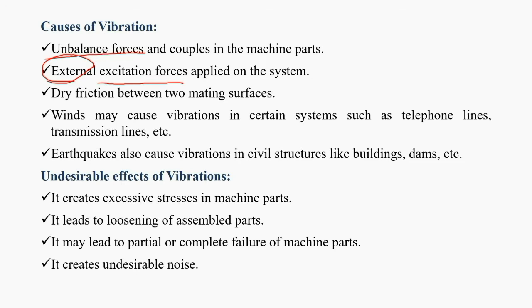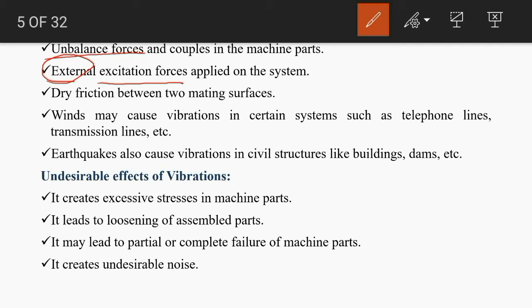Okay, next one, that is dry friction between two mating surfaces. Now there are many components in machinery which have a relative sliding motion. They rub against each other, and depending on the surface roughness, dry friction would be there, and due to dry friction, it leads to vibration. So that is another cause of vibration. This kind of vibration is also known as self-excited vibration. That is another important term, self-excited vibration. It is due to dry friction between two mating surfaces.